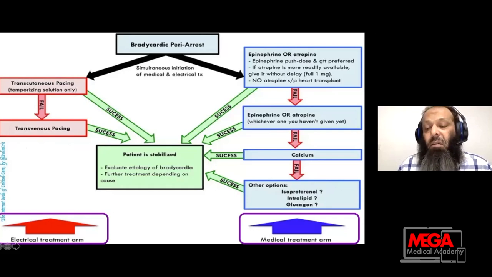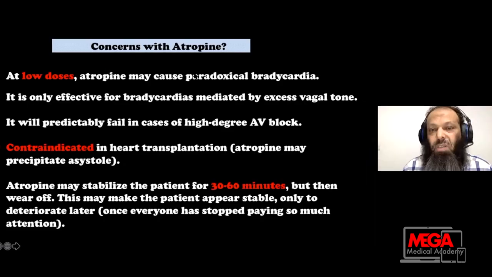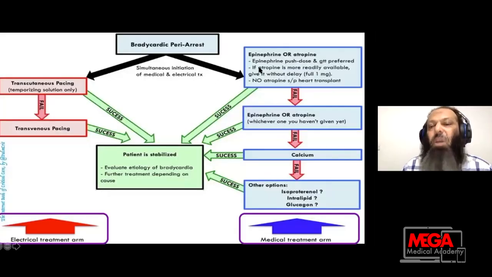While the medical arm is usually epinephrine or atropine, now the trend for the peri-arrest bradycardia, we prefer using the epinephrine push doses. But if the atropine is more readily available, give it without delay. Usually start with 1 milligram, the first dose. But remember, you should not give atropine to a cardiac transplant patient, and I will tell you later why. So for a pre-arrest bradycardic patient with imminent arrest, we prefer epinephrine. I will tell you why we prefer epinephrine over atropine.